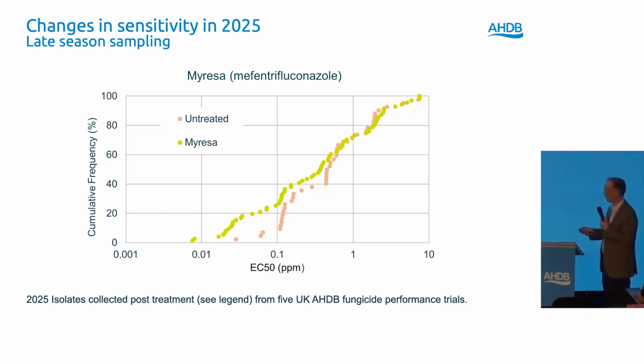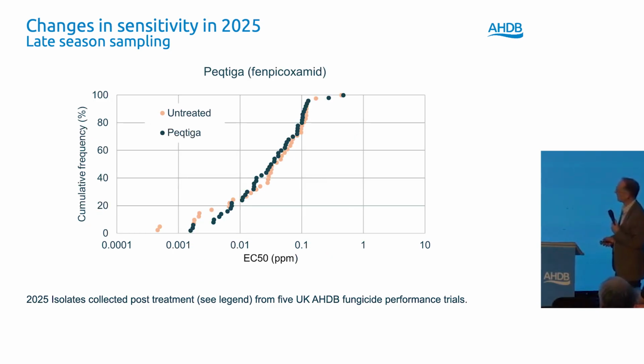What's reassuring there is that following either no treatment at all or Myrisa, sensitivity to Myrisa seems to be about the same. It doesn't seem to have shifted as a result of that treatment. So that suggests the application of that treatment isn't driving resistance in those samples. That's quite reassuring. When we look at Pectiga, again, the untreated and the Pectiga lines are almost on top of each other. So where we applied Pectiga in the field and where we did nothing, and sampled subsequently, the sensitivity to Pectiga stayed the same. That's quite good. No problems.